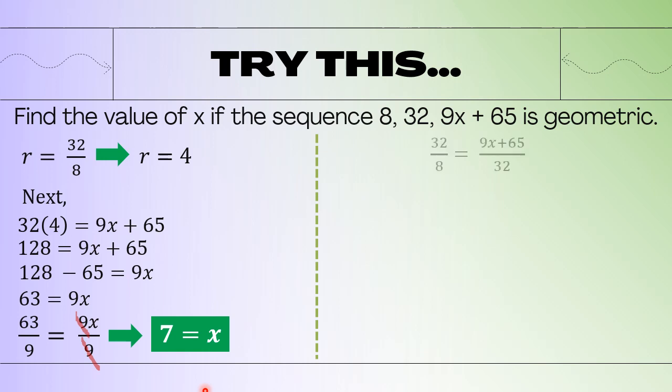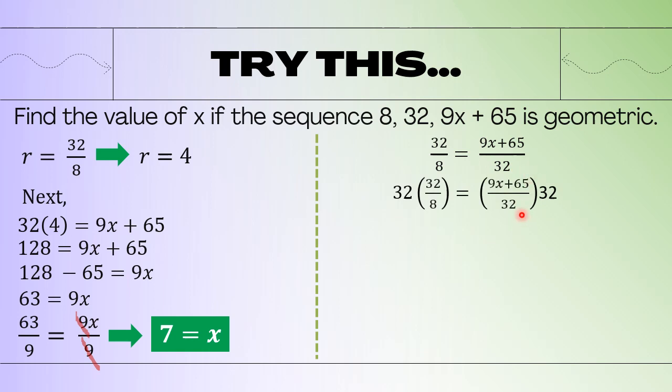But to give you an idea, you can use also this concept wherein we all know that if it's a geometric sequence, therefore we can say that they do have the same or equal ratio, or constant ratio, right? So you can make an equation as well, which is 32 divided by 8. Whatever the ratio is here, it's the same with the ratio of 9x plus 65 divided by 32, right? So r is equal to r. So in this solution, you don't need to find the r, but instead you just indicate the formula for the ratio, which is second term divided by the first term and third term divided by the second term. You just equate it.